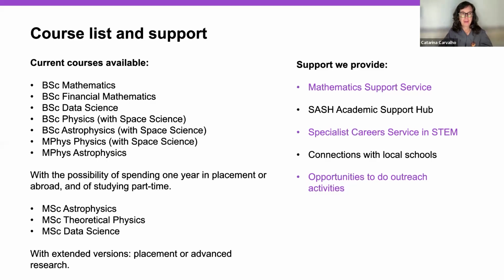Thank you. So as you probably already applied, you already know of some of these, but we offer a total of 7 undergraduate courses. So BSc in mathematics, in financial mathematics, in data science, in physics, astrophysics, and both in physics and astrophysics, you have the option of doing a degree with a space science component. And we also have the undergraduate MPhys program in physics and in astrophysics. And again, for the physics, you do have the option to do it with the space science.